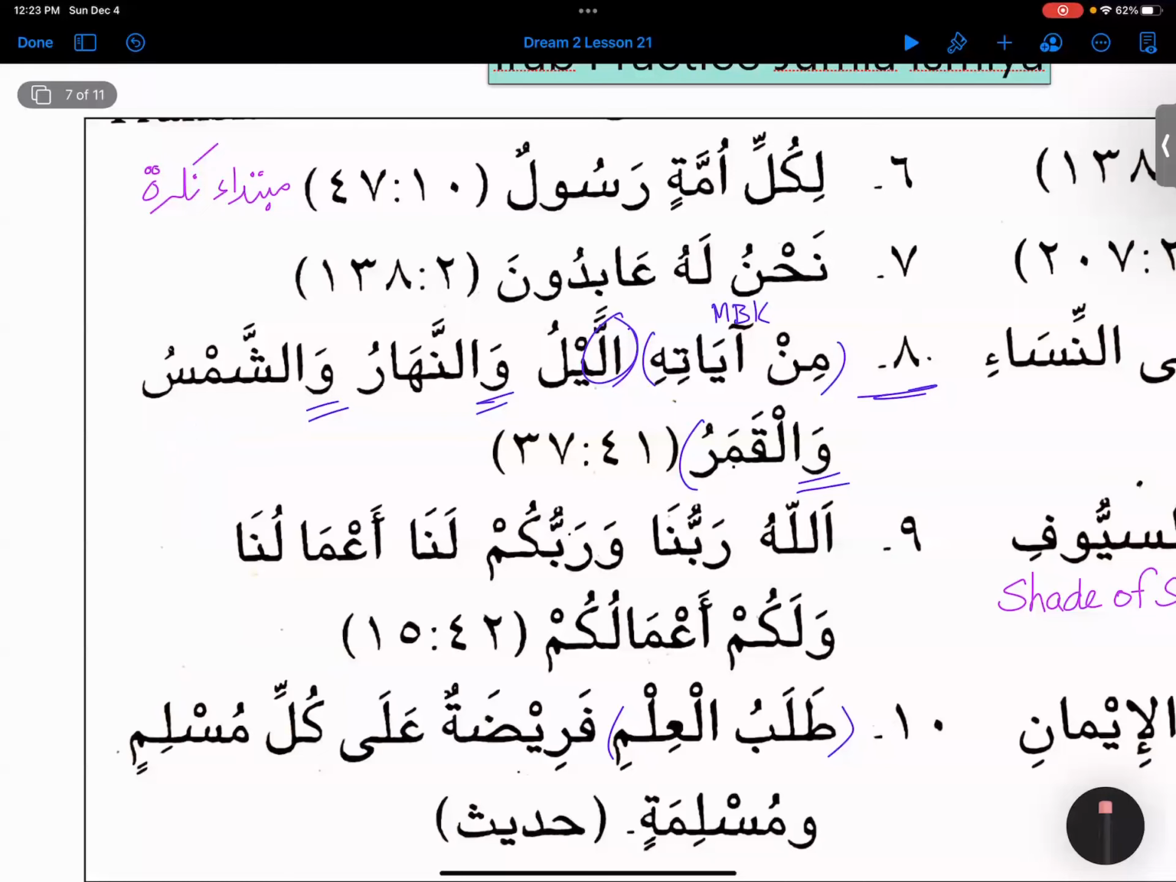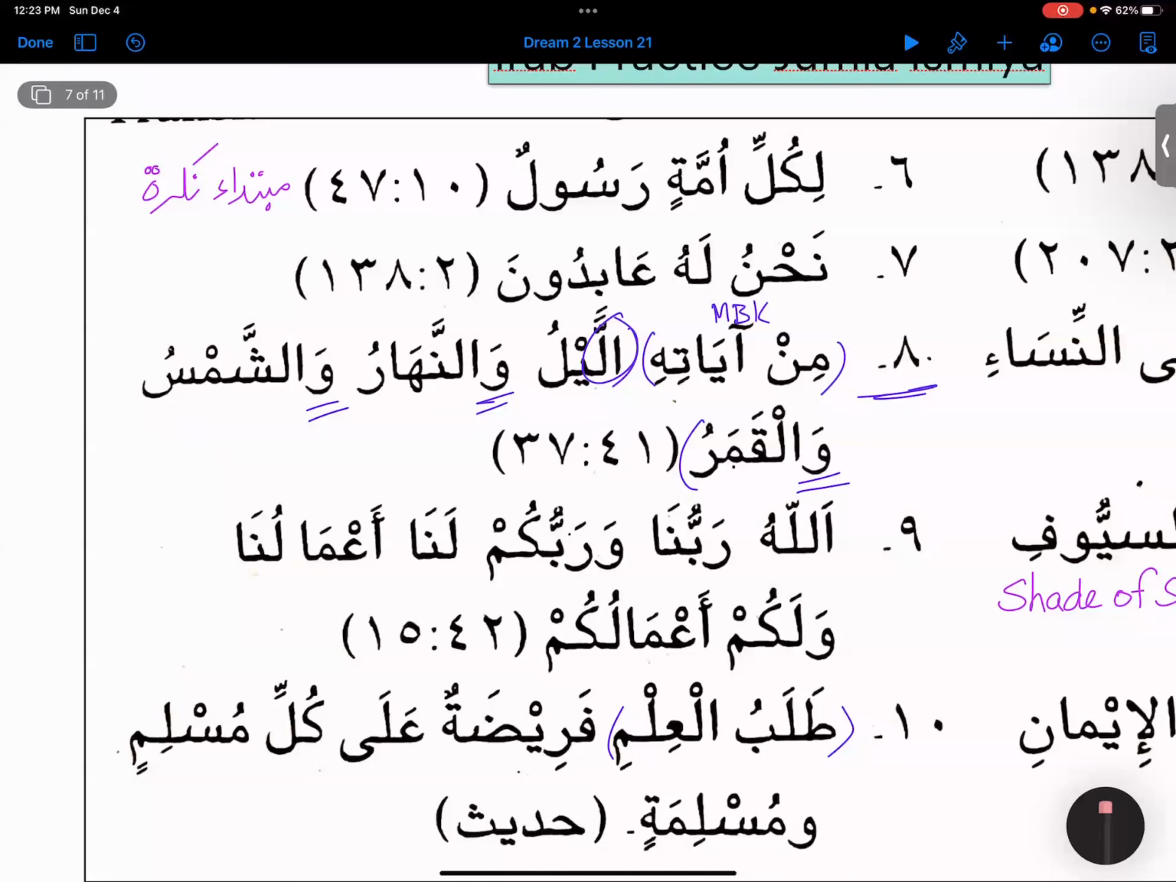So Ustaza, are we going to put only? How do we translate? Layl, Nahar, Shams and Qamar are from among... but where is the emphasis? From His signs. It should be: are only from His signs. So basically, Allah subhanahu wa ta'ala is the creator of Layl, Nahar, Shams and Qamar, right? So these ayat are coming from Him, only from Allah subhanahu wa ta'ala. No one else can bring them. So we can say only. Only from Him. Okay, next one.